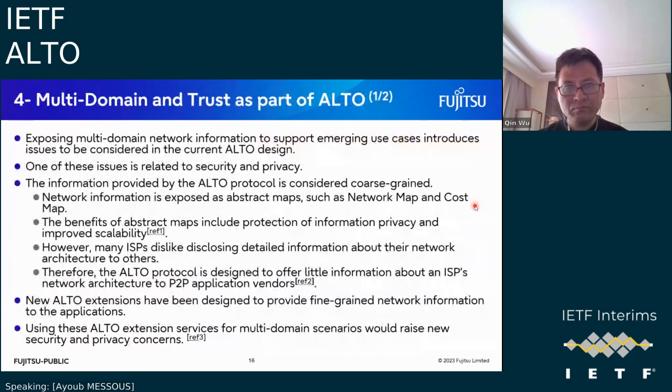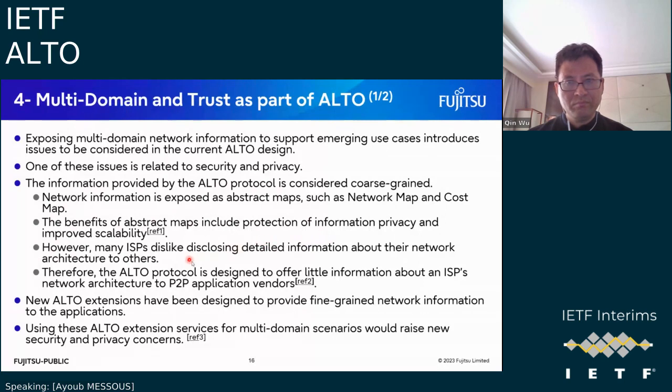Finally, the final idea is relevant to multi-domain and trust as part of ALTO. Exposing multi-domain network information to support emerging use cases introduces issues to be considered in the current ALTO design. One of these issues is related to security and privacy. The information provided by the ALTO protocol is considered, for now, very broad and coarse-grained. Such network information is exposed as abstract maps, such as the network map and so on. The benefits of abstract maps include protection of information privacy and improved scalability.